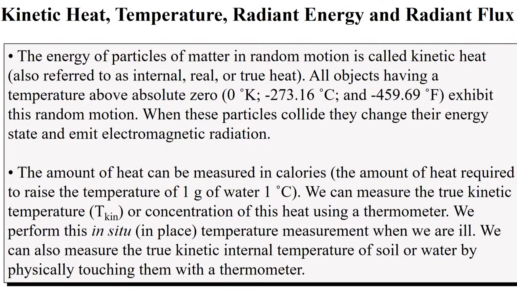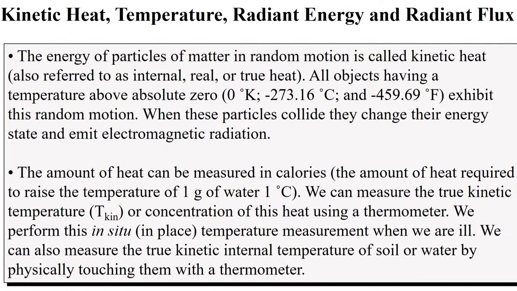This means all the objects above absolute zero will radiate electromagnetic energy, because when the particles of the objects collide, they change their energy state, and when they change their energy state, they emit electromagnetic radiation. That electromagnetic radiation will be converted in the form of energy, and finally that will be thermal energy, or when it is converted to heat, thermal heat. The amount of heat can be measured in calories.